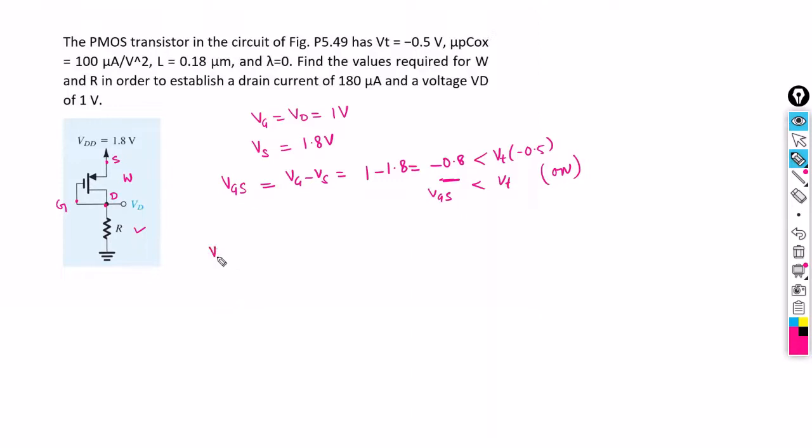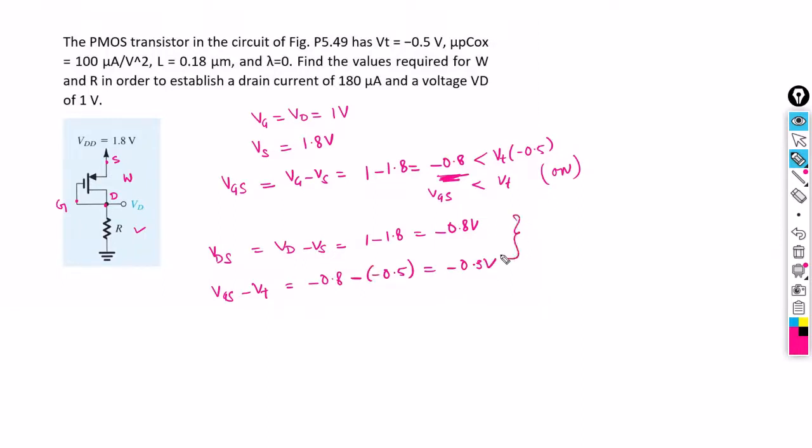Now let's find out VDS. We can write it as Vd minus Vs. So Vd minus Vs is 1 minus 1.8, which means it will be equal to minus 0.8 volt. Now let's find out VGS minus Vt. VGS we have already calculated, which is minus 0.8, and Vt is minus 0.5. So VGS minus Vt is minus 0.3 volt.